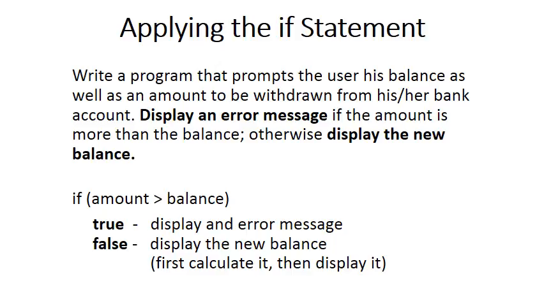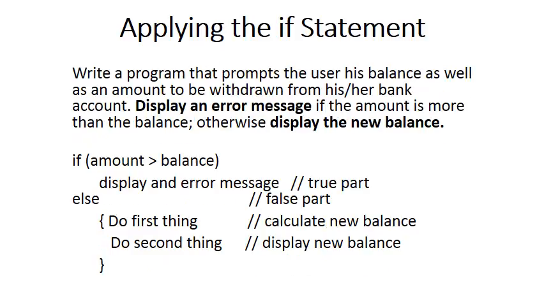Otherwise, display the new balance. So the false part of this condition or this if statement is to display a new balance. But obviously before you can display the balance, you need to calculate it. And you only calculate the balance if you are in the false part. You don't need to do it otherwise, because the balance won't change if it's true. So in the false part, there's two things that need to be done.